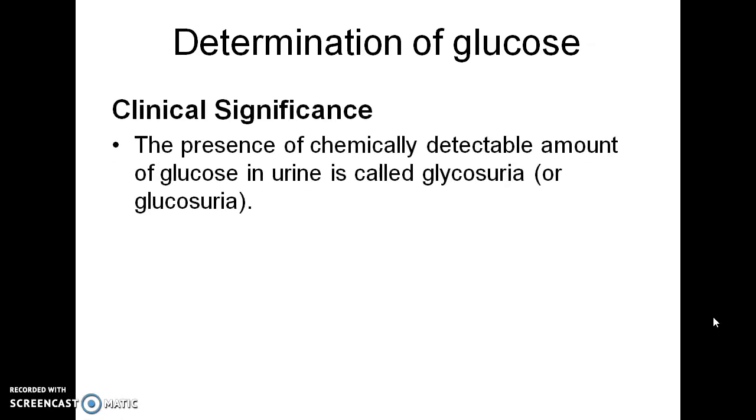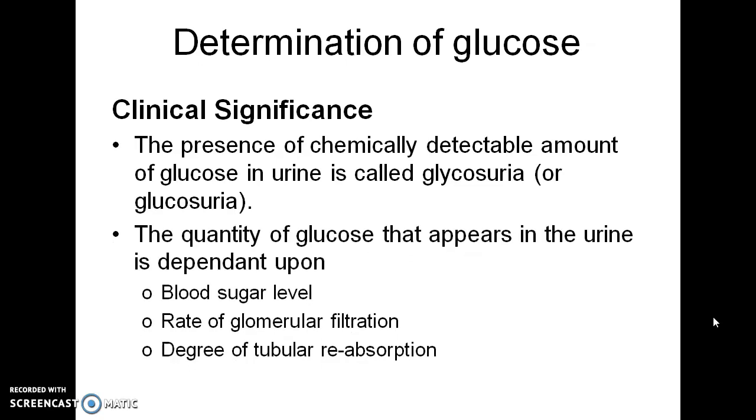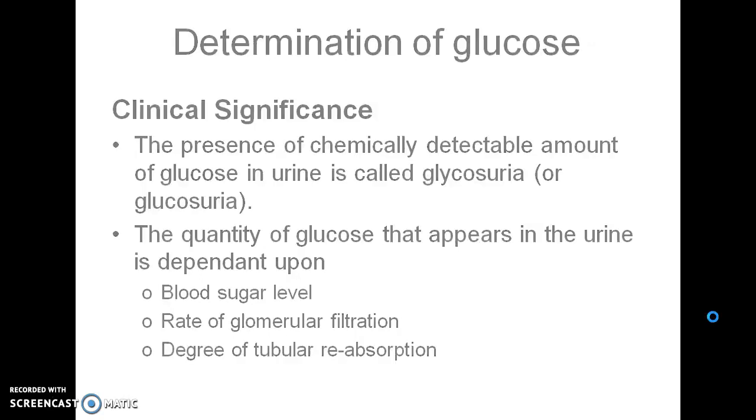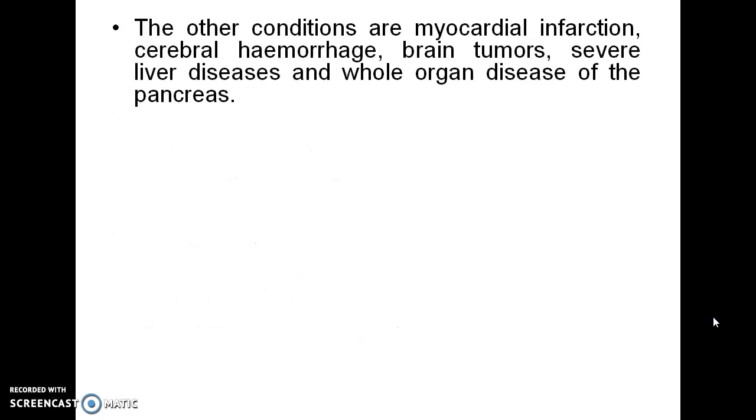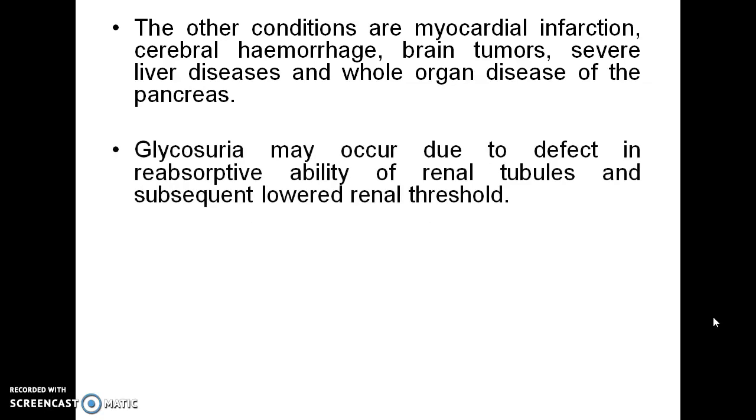The clinical significance is that the presence of a chemically detectable amount of glucose in urine is called glycosuria or glucosuria. The quantity of glucose that appears in the urine is dependent upon the blood glucose level, or rather the blood sugar level, rate of glomerular filtration, and degree of tubular reabsorption. The other conditions are myocardial infarction, cerebral hemorrhage, brain tumors, severe liver diseases, and whole organ disease of the pancreas.